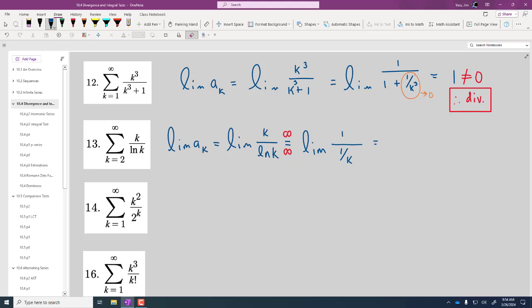So again, our logic there is that a fraction of functions is going to approach the same thing as the fraction of derivatives. Why? Because the derivative is the best approximation. So the fraction of derivatives should go to the same thing as the fraction of functions if it's a legitimate best approximation. So this becomes the limit of k as k goes to infinity. And what is that? Infinity. That is not equal to 0. Therefore, we have divergence. So that is the divergence test.